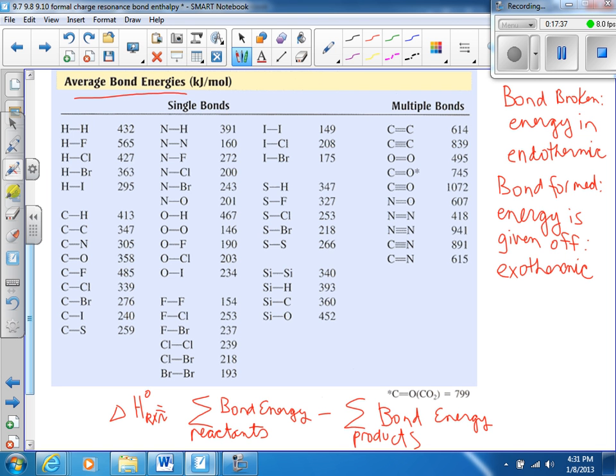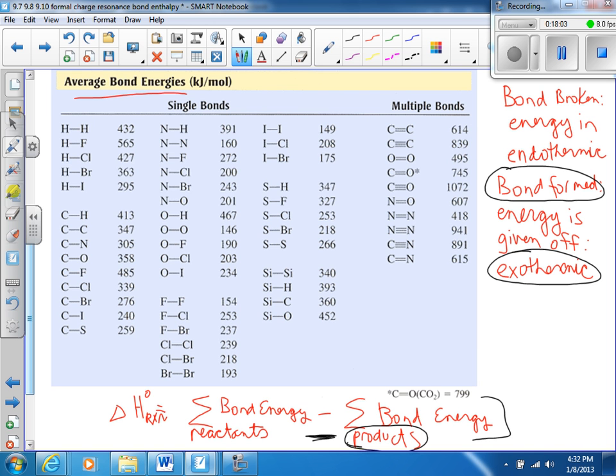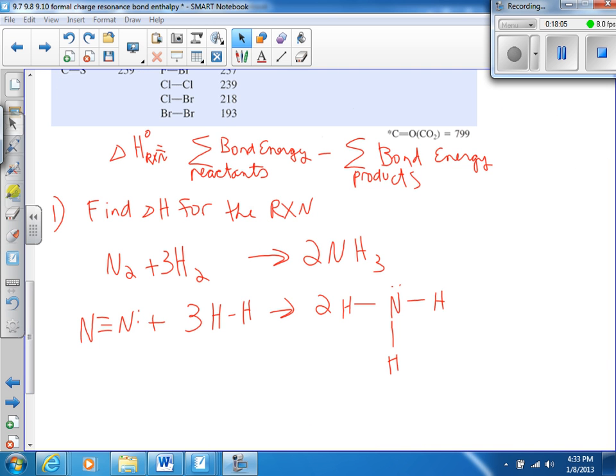And again, that's because this negative sign means exothermic, and in order to form a bond, that is an exothermic process, and it's the products that have the bonds forming. Again, this is the opposite. We have products minus reactants for heat of formation when we're using heat of formation data. When we're using bond energy data, we have to do reactants minus products. Okay, so we're going to do one problem here.